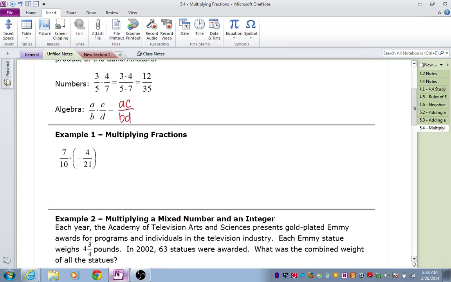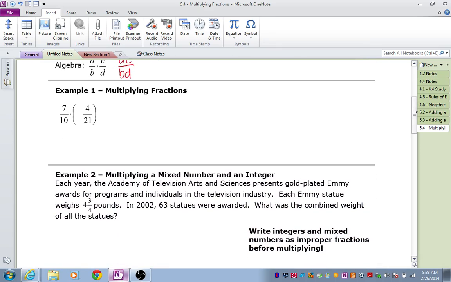So let's look at an example. We have 7/10 times -4 over 21. Hopefully we realize that because we have a positive fraction and a negative fraction and we're multiplying, we're going to get a negative fraction as our answer. So we can just worry about that negative at the end. Now I said that we multiply our numerators and multiply our denominators, and that would be fine. However, we would have to remember to simplify at the end. So I'm going to show you how to simplify before we start to multiply.